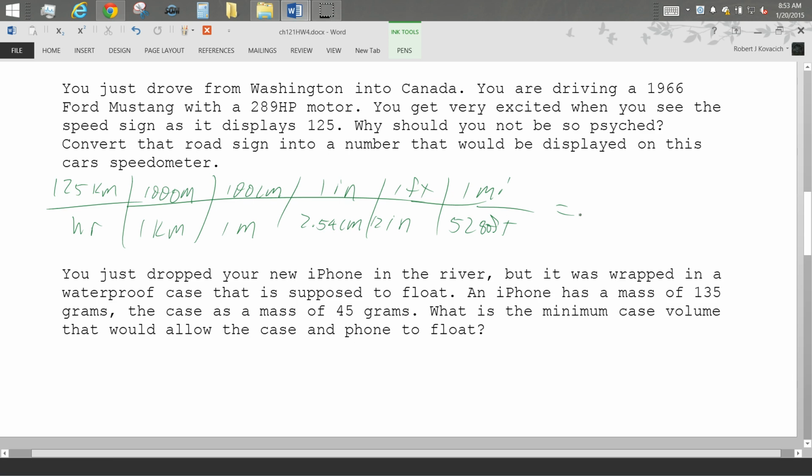We have 3 sig figs. I think it's 77.8 miles per hour. Is that right?